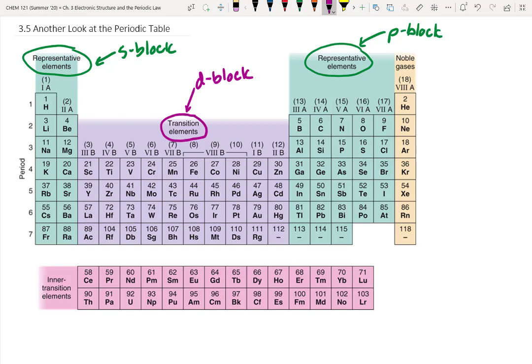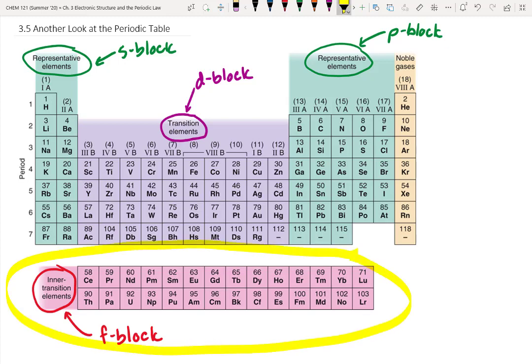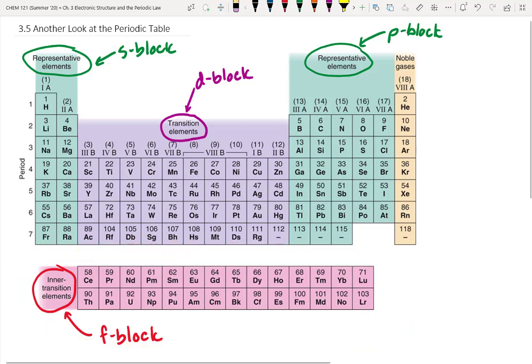So if the last electron is going into a d orbital of some sort, then we would call this a transition element. And then down below right here, we've got these inner transition elements. These are on the very bottom. This is where the F block is. So this is used to classify the elements. If we're talking about an inner transition element, it means that we're talking about something where the last electron in the electron filling diagram is in the F block. If we're talking about a transition element, we're basically saying that we're talking about an element where the last electron is in the D block, and so on.